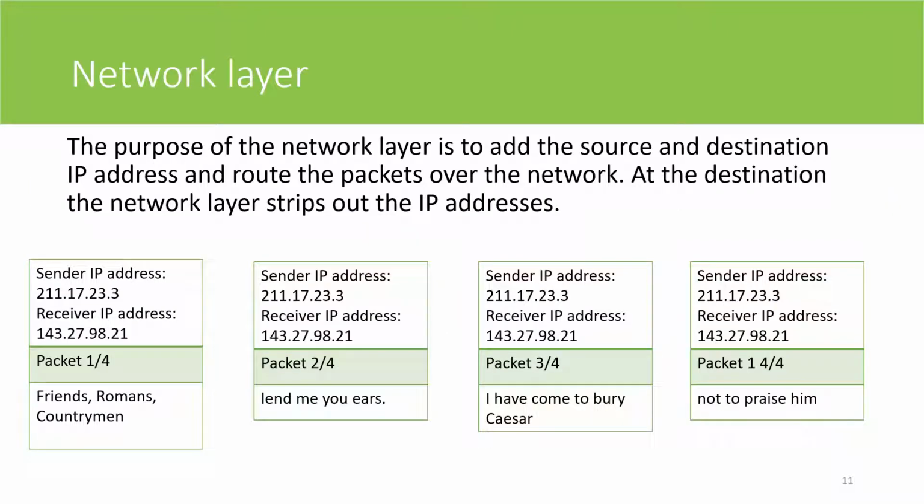The purpose of the network layer is to add the source and destination IP address and route the packets over the network. At the destination, the network layer strips out the IP addresses.